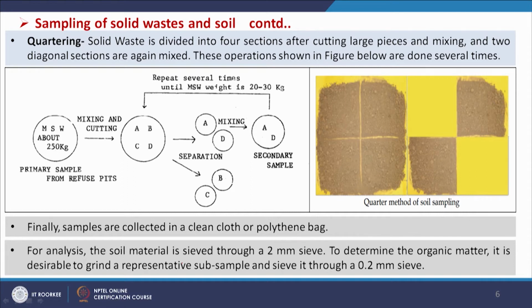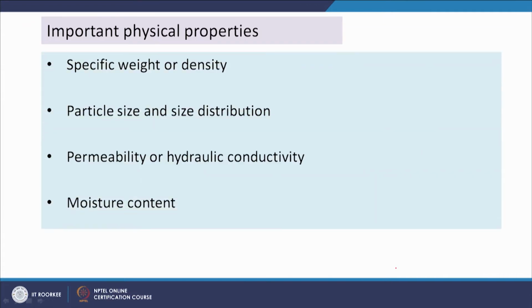For analysis, the soil material is sieved through a 2 millimeter sieve, and to determine the organic matter, it is desirable to grind a representative subsample and sieve it through a 0.2 millimeter sieve. So, these are the methods which are used for the sampling of solid waste and soil.